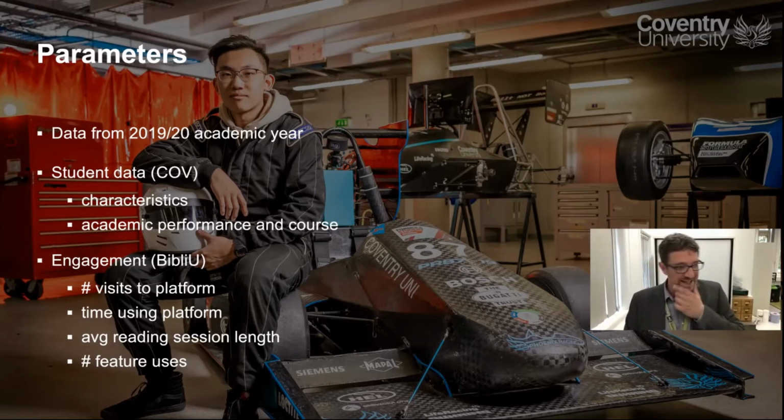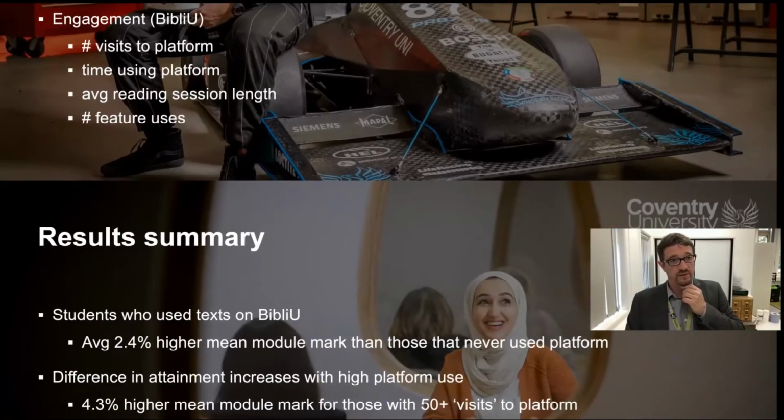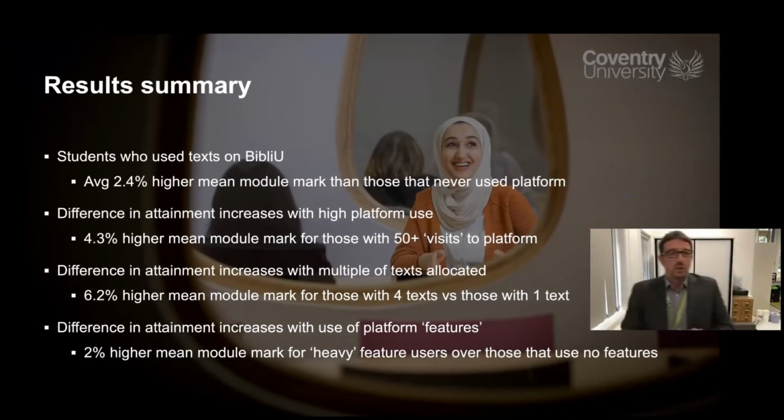So just to go over some of the key results that I think have been very interesting for us anyway. So what have we found? I picked out four things I think we found most important. And clearly, we'll get on to correlation in a minute. But what we found is that on average, people who are using text on Bibliu are producing a higher mean module mark than those that have never used the platform. So that's coming out at about 2.4%. It is statistically significant, so just about significant.